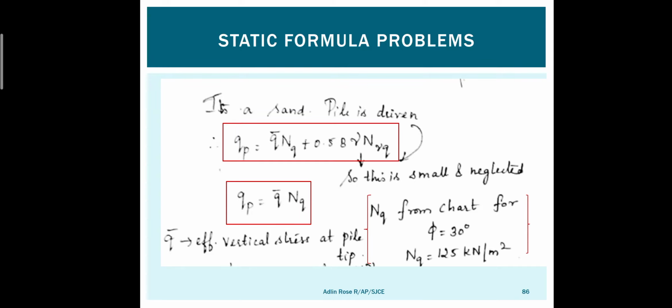Similarly, charts are available for the pile foundations also. Here we have only Nq. So q bar, Nq. Now we have to find q bar. What is q bar? q bar is going to be effective stress.